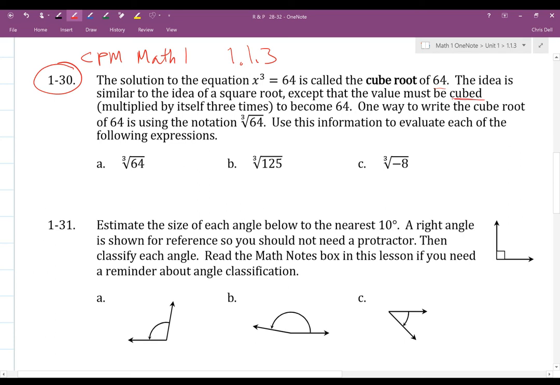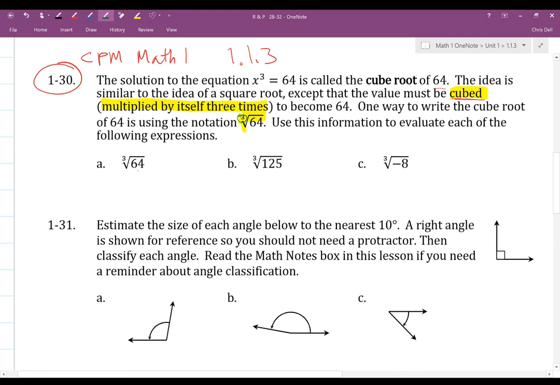What cubed, that word cubed, right? Cubed means multiplied by itself 3 times to become 64. One way to write the cube root of 64 is using notation. This is that. It looks like a square root symbol, but in this case, there's that little 3. So that little 3 means cube root. Use this information to evaluate each of the following expressions.